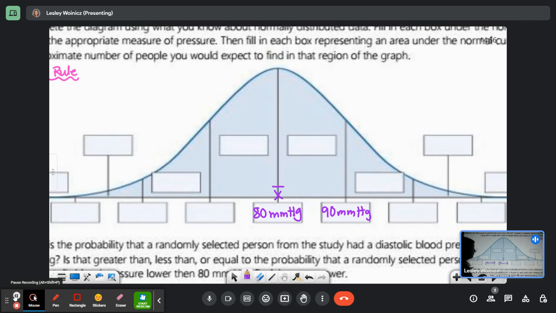Nope, it says we have to label. Sorry. 100 millimeters of mercury and 110 millimeters of mercury. All right, then we'll go backwards. We'll subtract tens. So 70, 60, and 50. Okay, does everybody know how we got that? Perfect.